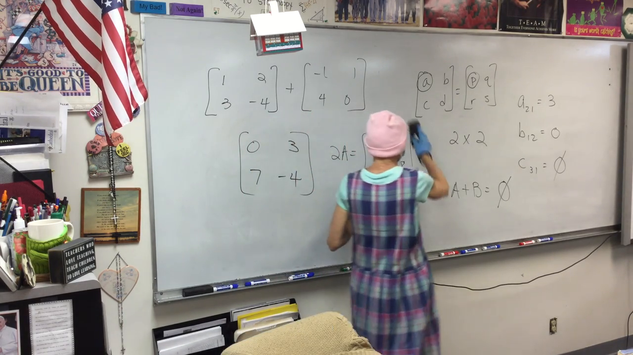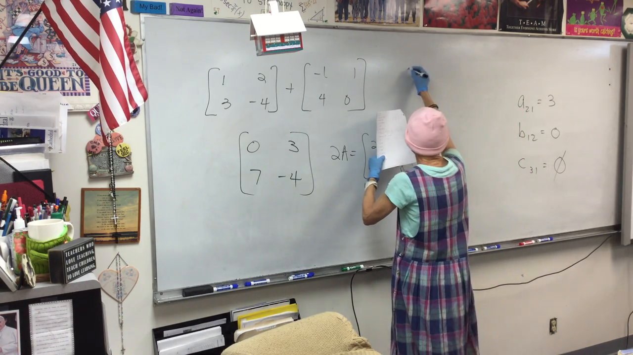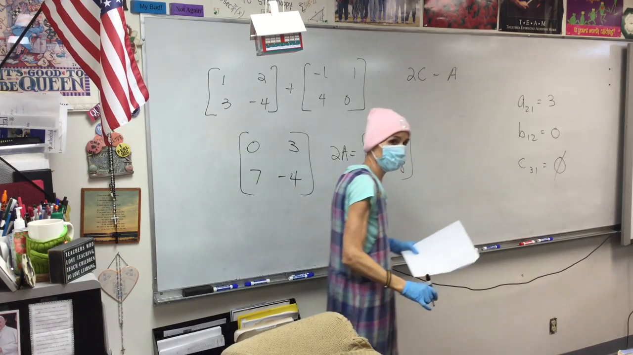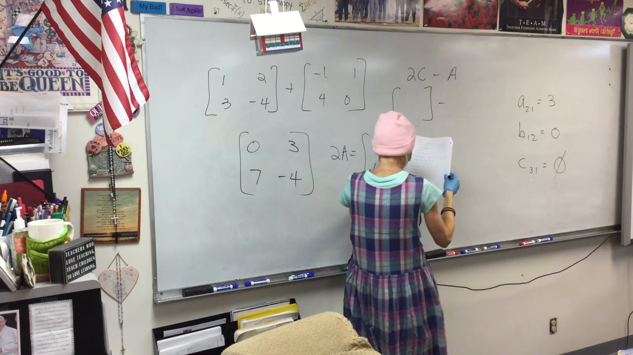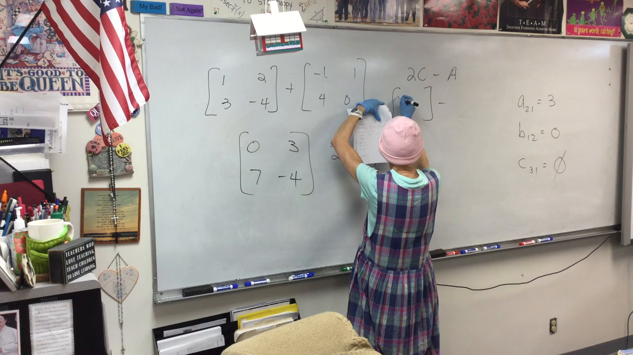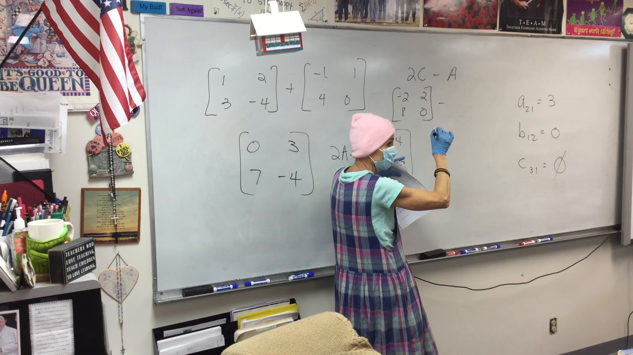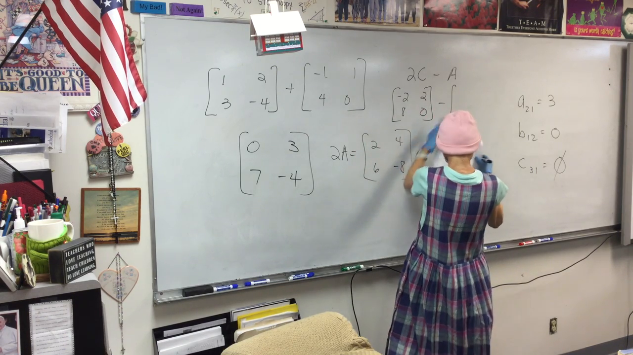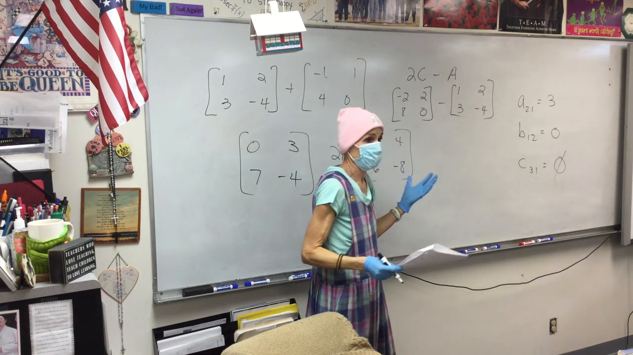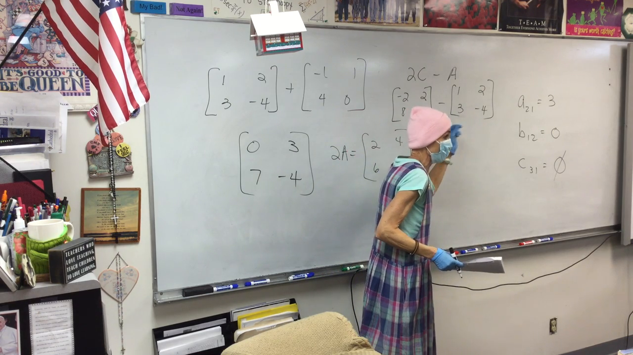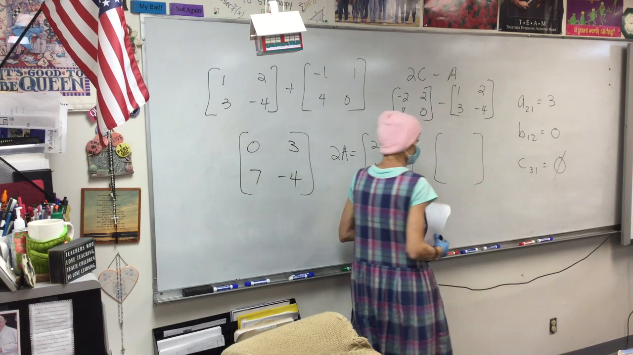Uh-oh, F, a little more complicated. All right, so what do you think we need to do first? All right, so let's get that done. So 2C would be negative 2, 2, 8, 0. And we're going to subtract A. Now, can we even do that? Yeah, because these are the same size, same dimensions. Very good.